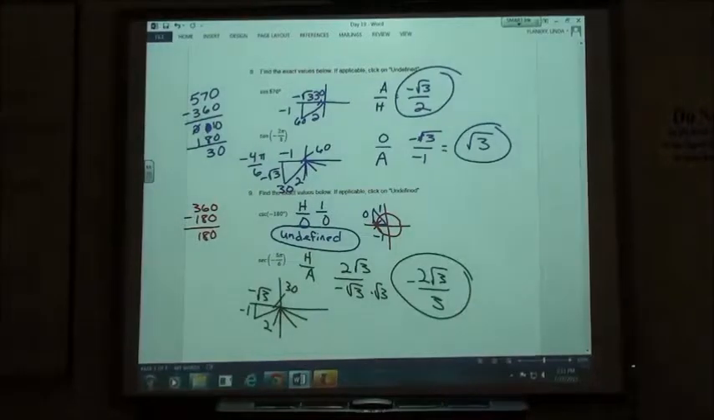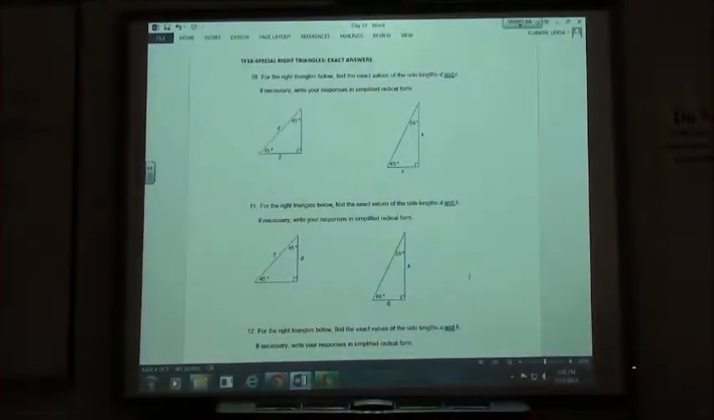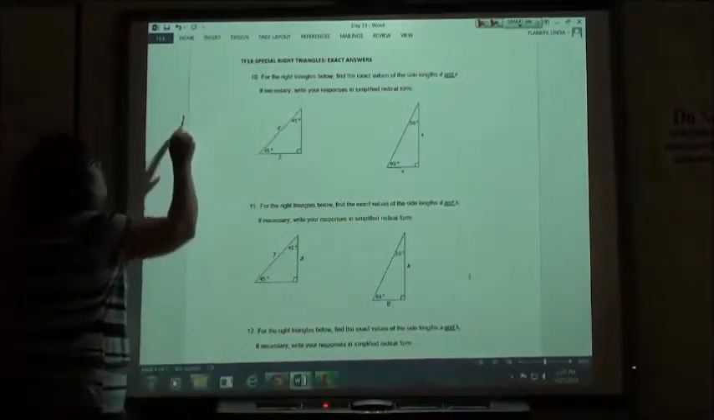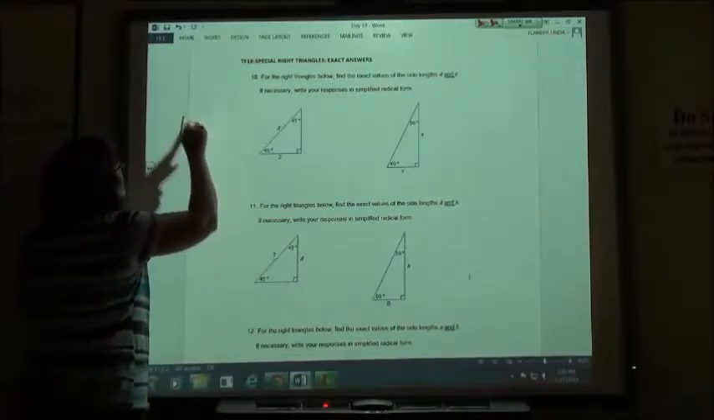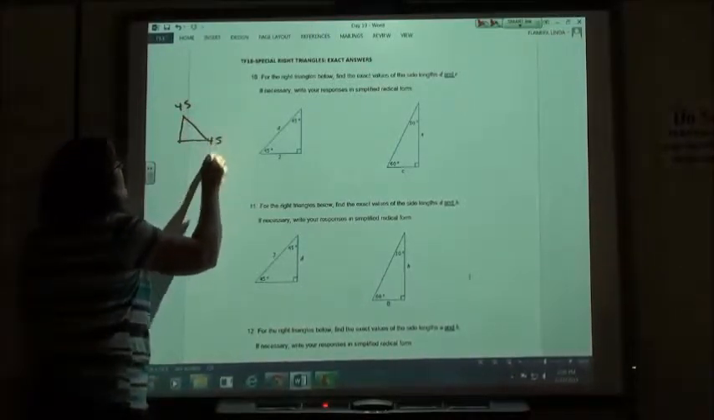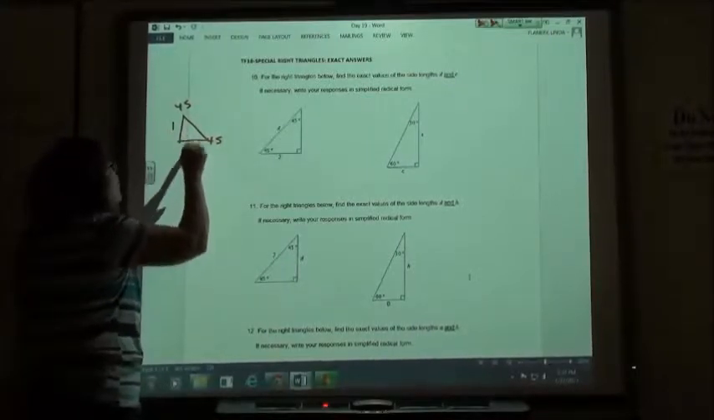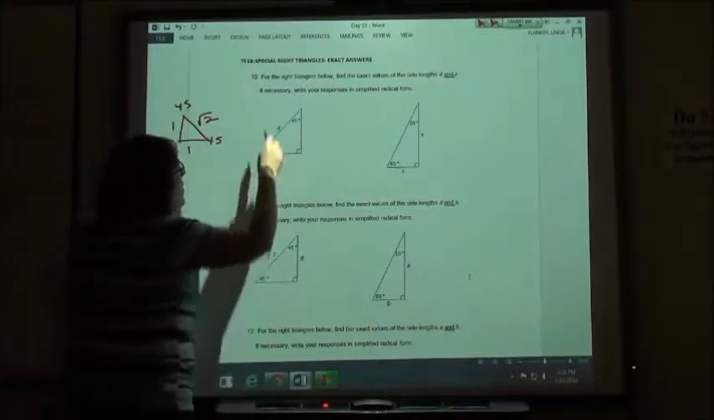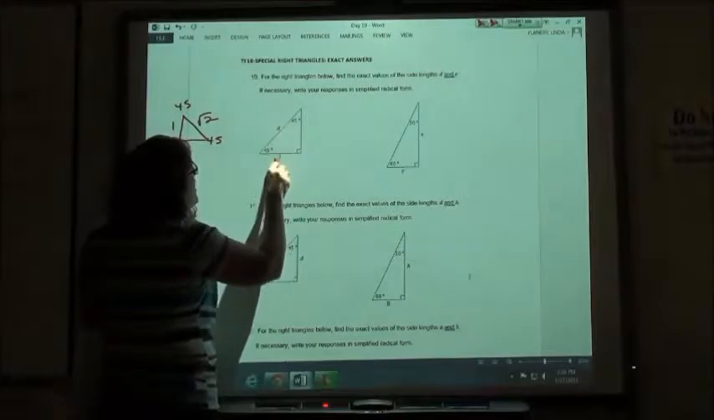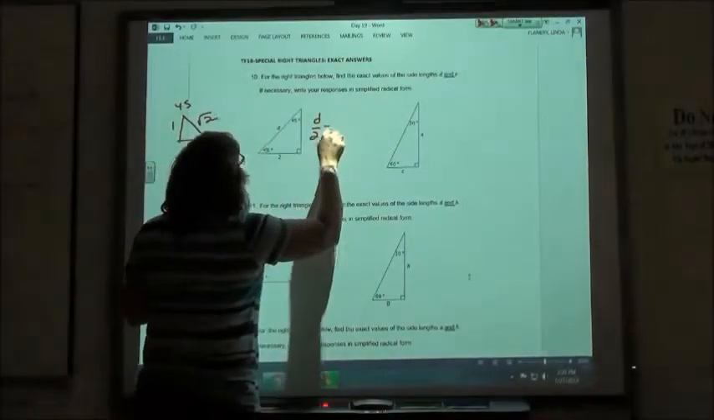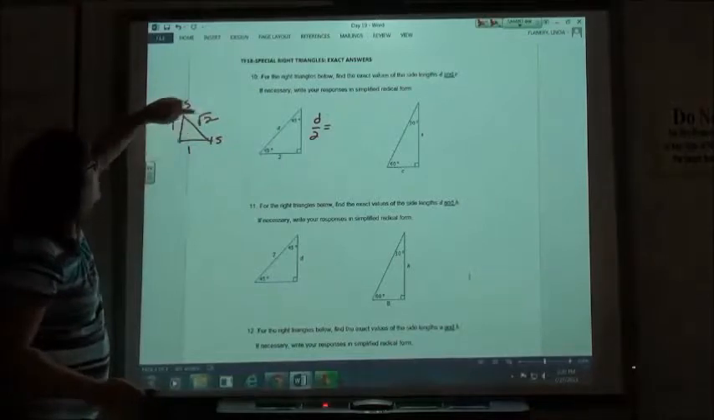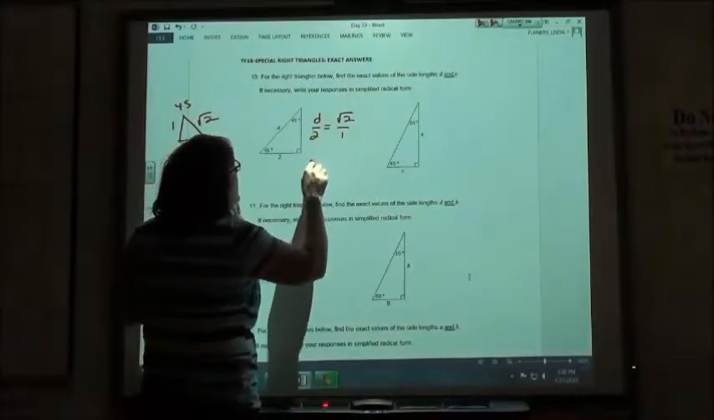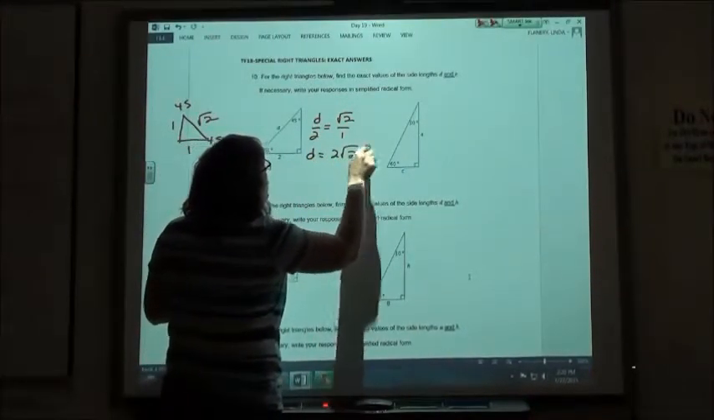10, 11, and 12, we're going to find the missing side. Based on that, we know that when we have a 45, 45, 90 triangle, that the sides opposite the 45s are 1, 1, and the opposite the 90 is square root of 2. And so I'm thinking about the equivalent fraction. If I have d over 2, then I would have to have the hypotenuse over 1. So square root of 2 over 1. Cross multiplying, d is just going to equal 2 square root of 2 then.